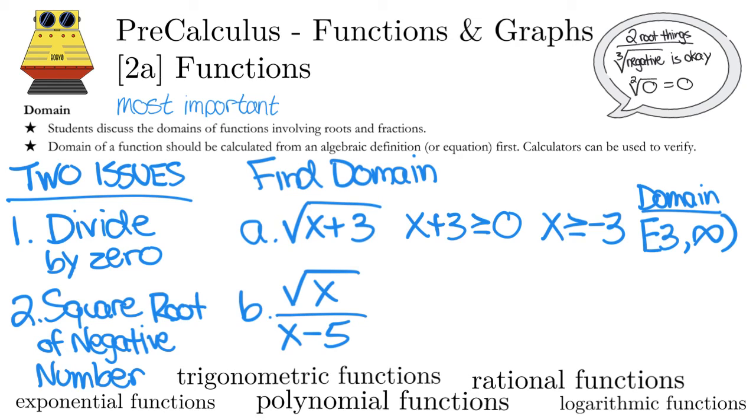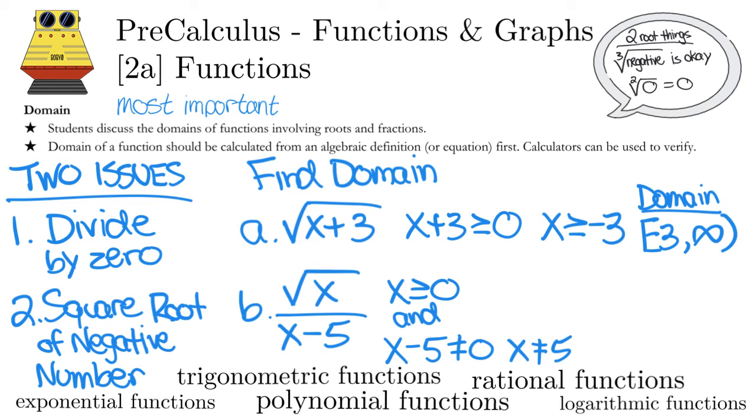In the second function, both issues show up, one in the numerator and one in the denominator. For the square root of x, x must be greater than or equal to 0. There's nothing else to solve. And for x minus 5, we can't let that be 0, otherwise we're dividing by 0. Therefore, we have x minus 5 cannot be equal to 0. We solve that, and we have x cannot be equal to 5. Since x must be greater than or equal to 0 and not equal to 5, that means x can be between 0 and 5 and greater than 5.